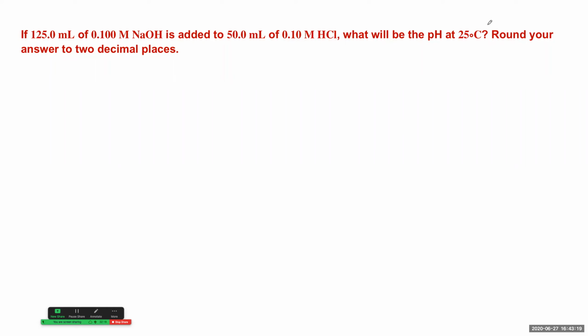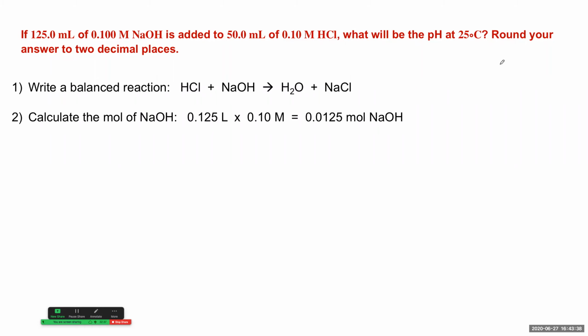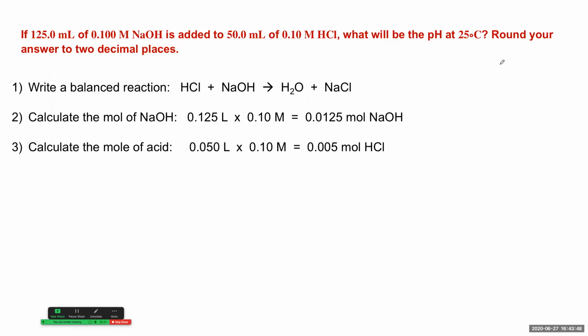Well, 25 degrees C means that the equilibrium constants are usually given at 25 degrees C. So round your answer to 2 decimal places. So first of all, we want to write a balanced equation. We always want to have that in front of us. Calculate the moles of NaOH. When we do that, we get 0.0125 moles of NaOH. Calculate the moles of acid, 0.005 moles of acid.